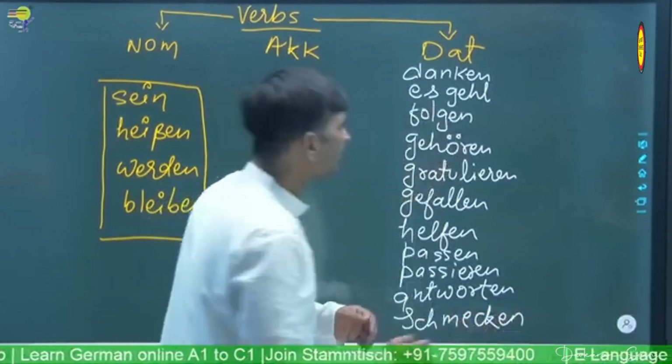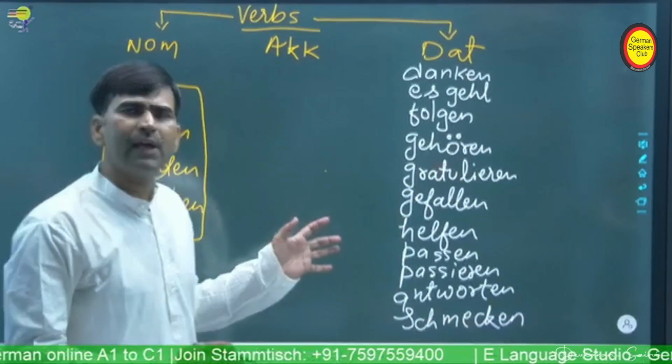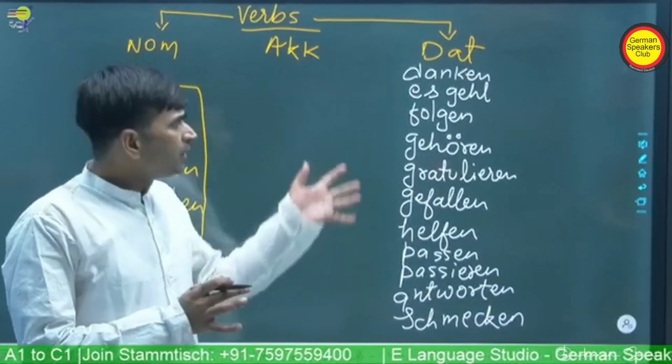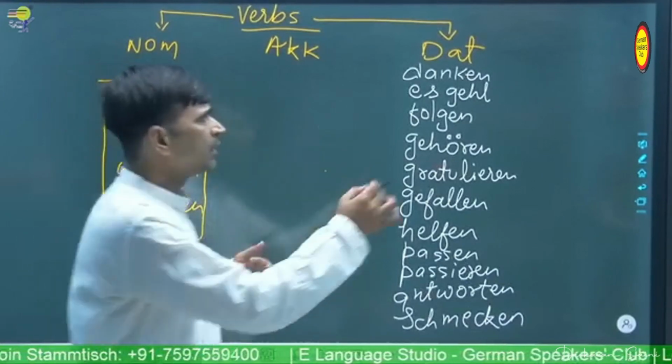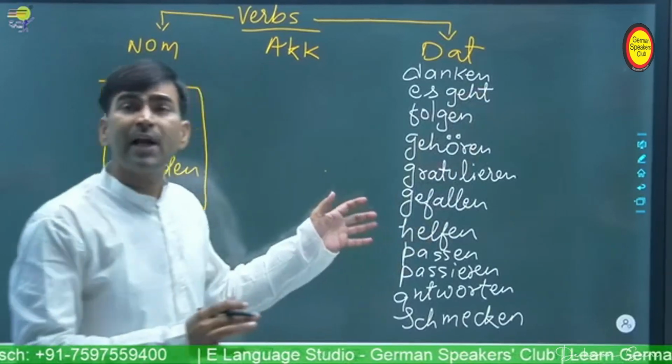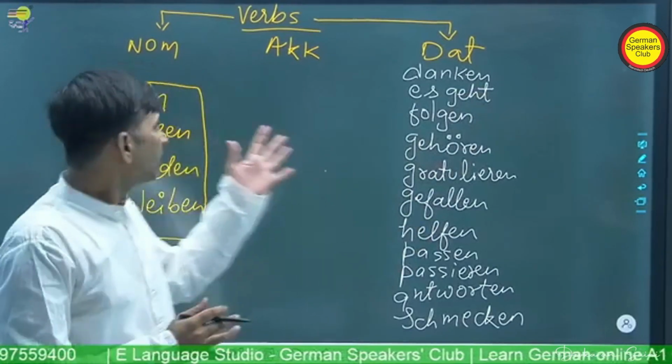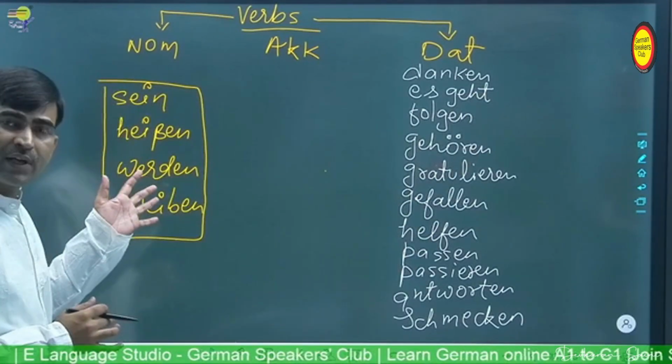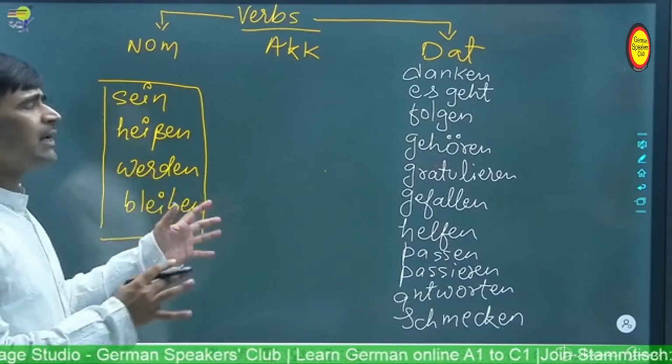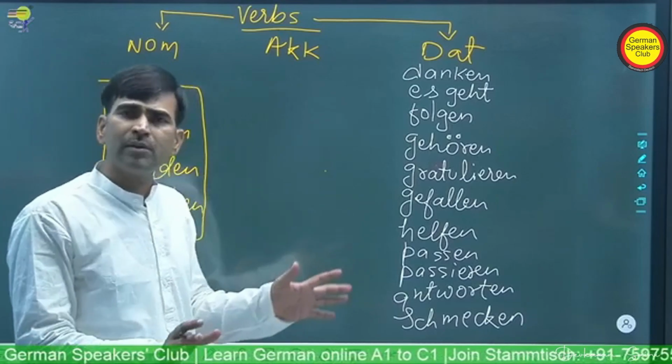passieren. These verbs you have to learn. Antworten, you should notice this verb, and schmecken. These are all dative verbs. You should notice these verbs. These verbs you'll have to learn. Devji hai pass. That's a short form to memorize.